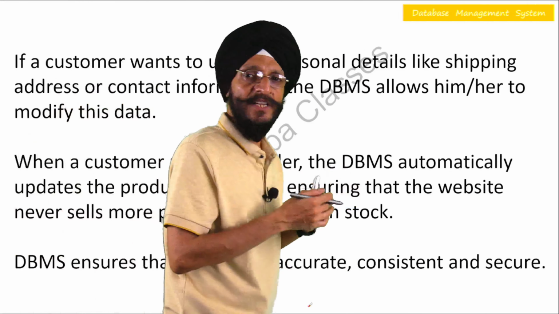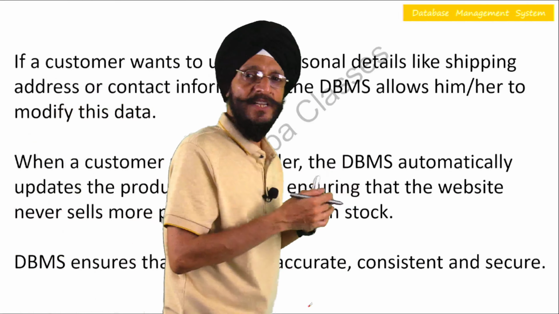When a customer places an order, what happens? Suppose we purchase one particular thing from an online site. Suppose there are 70 units of a particular product being shown on the site. When we purchase one, the DBMS will automatically make changes in the database so that only 69 remain, because one has been sold.